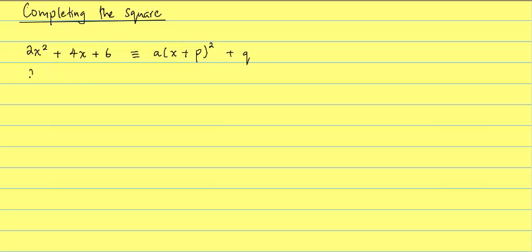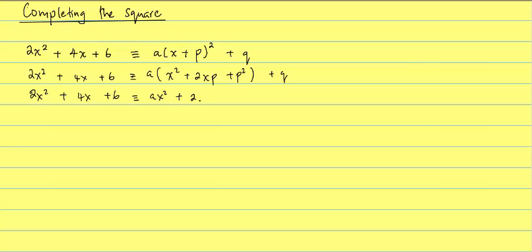To do this, I'm going to expand the right hand side, and make it identical to the expansion of the left hand side, 2x squared plus 4x plus 6. This will give us x squared plus 2xp plus p squared plus q. Now factoring in that a, the a will give us 2x squared plus 4x plus 6, and that is identical to ax squared plus 2apx plus ap squared plus q.